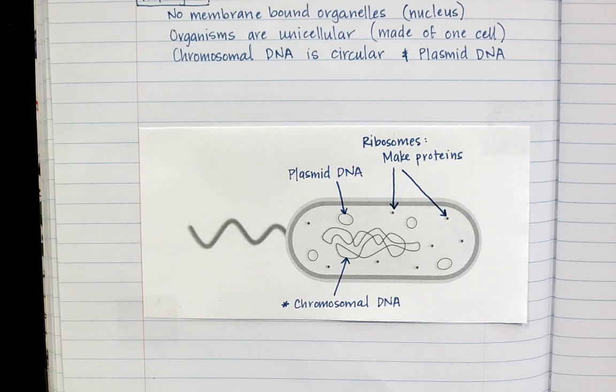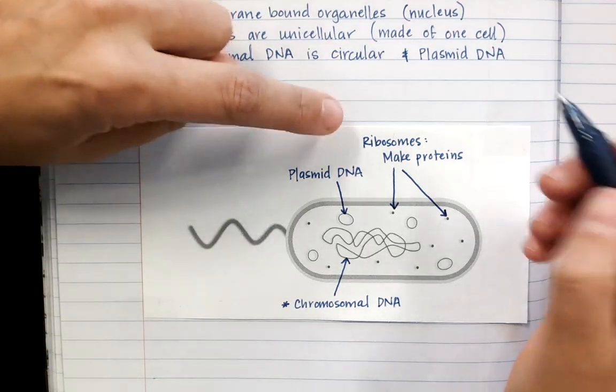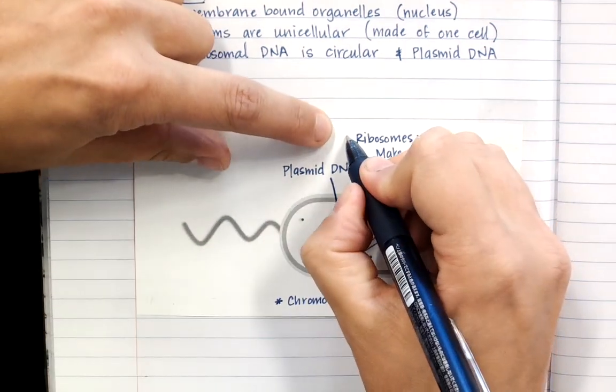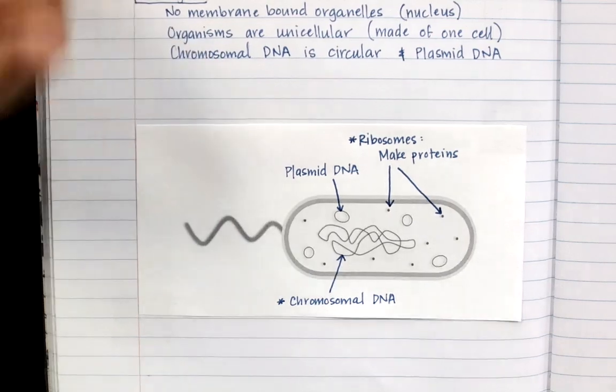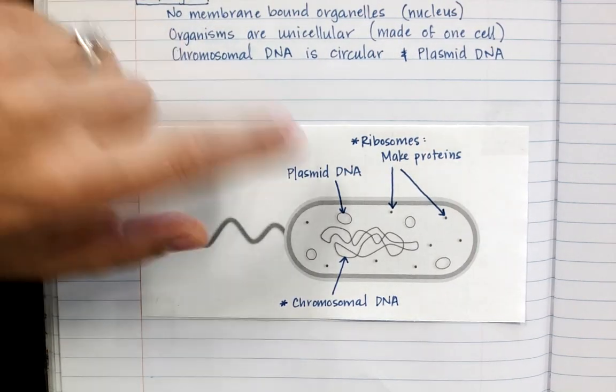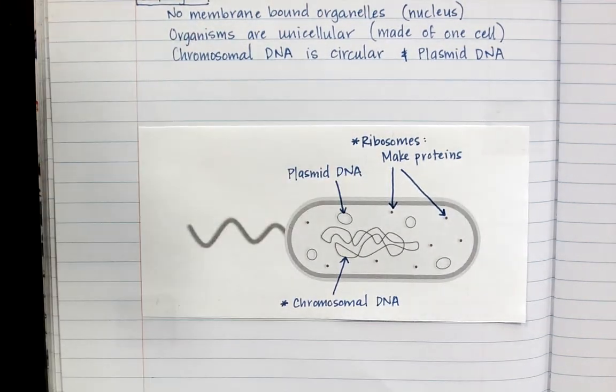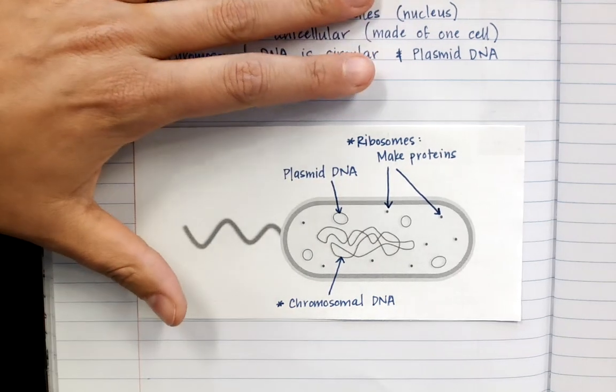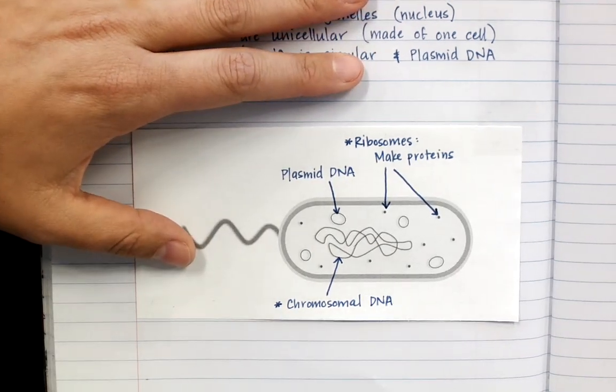All living things, all cells, have ribosomes. So let's give that one a star as well. And you're going to need to know that ribosomes make proteins. So make sure you're paying attention and copying these notes down.